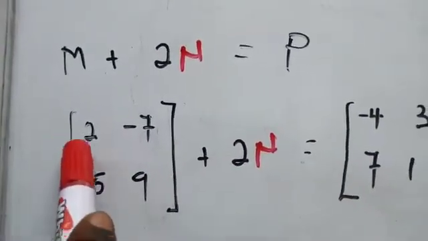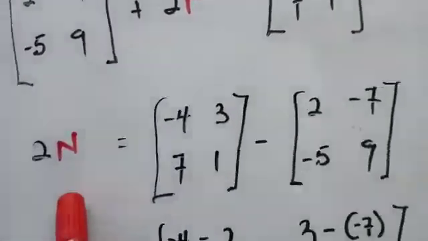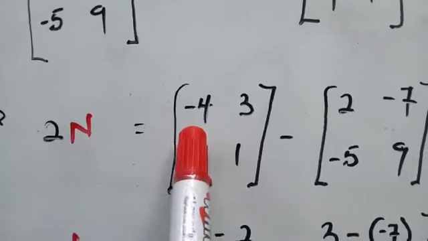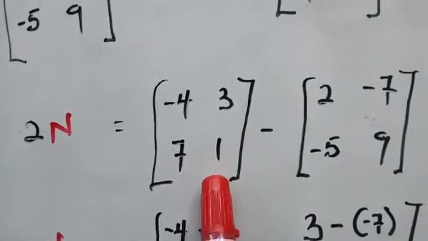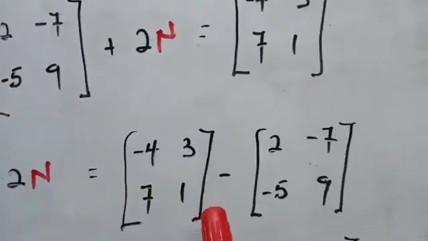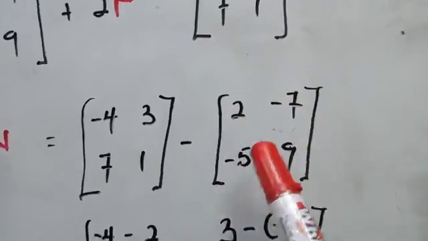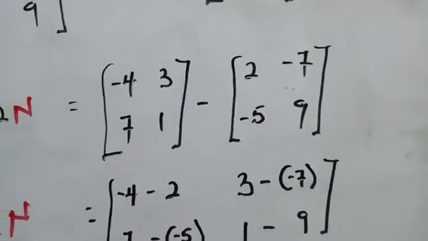So we move this guy to the other side of the equation. That's how I got 2n is equal to negative 4, 3, 7, and then 1 minus. I will say that the sign changes. Is that okay? So this sign changes to negative 2, negative 7, negative 5, and 9.